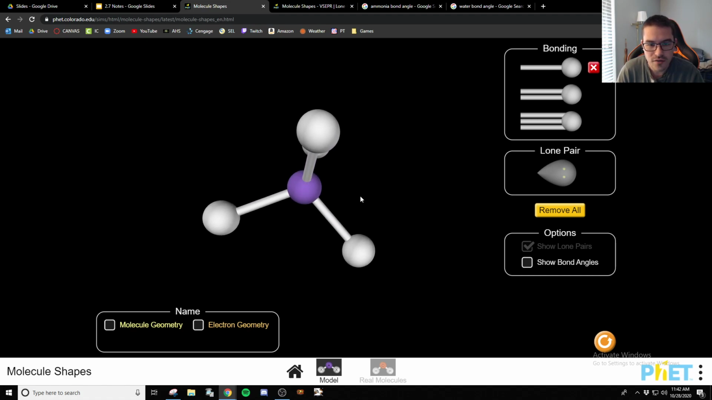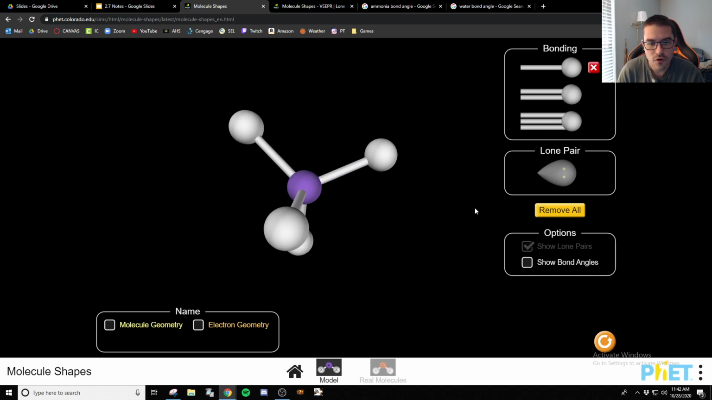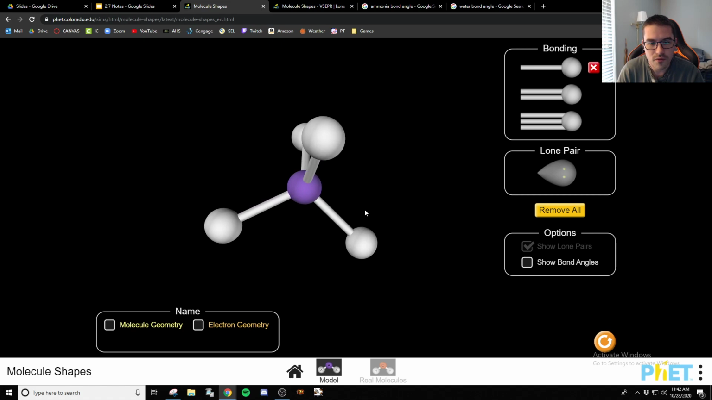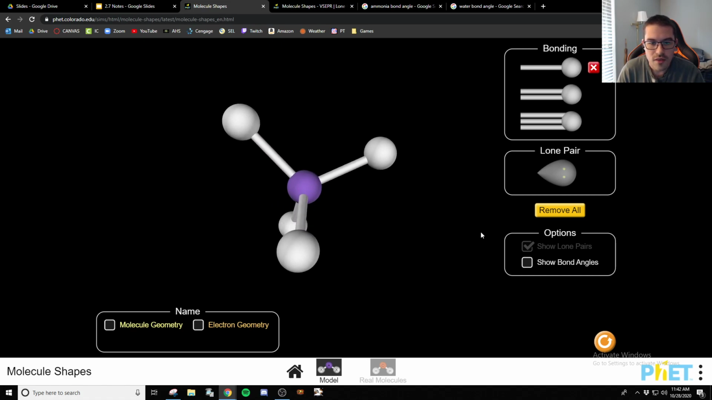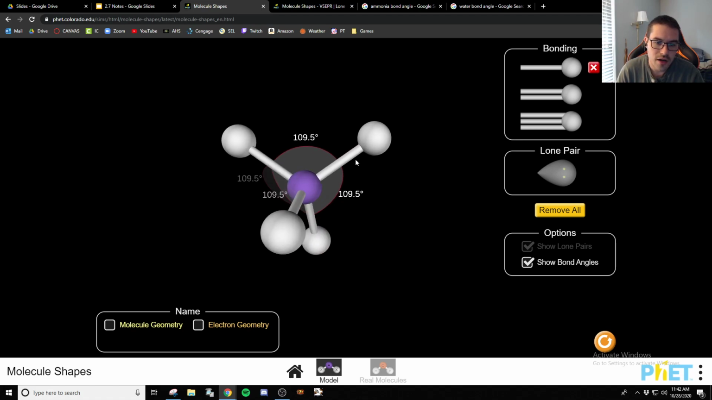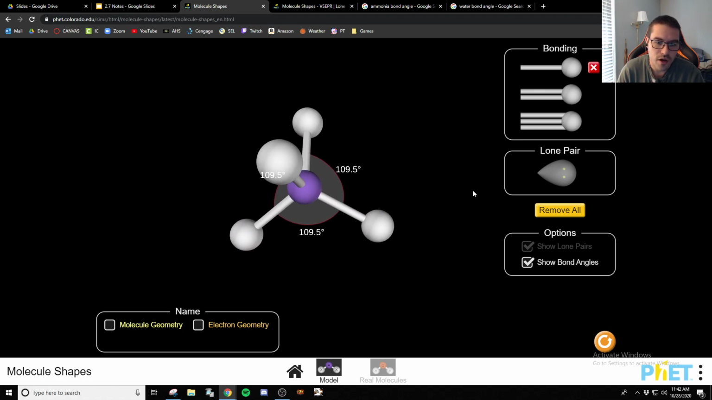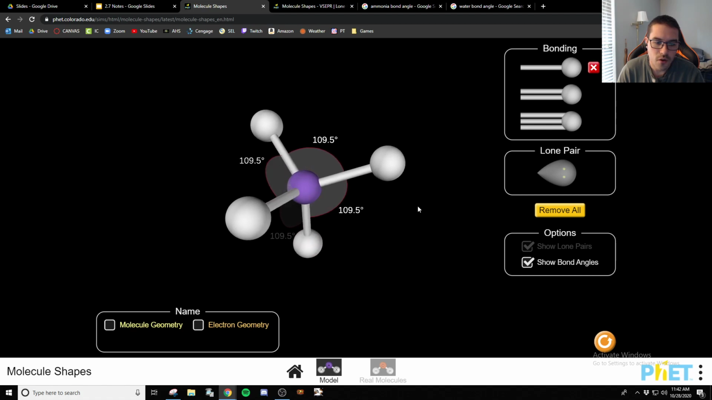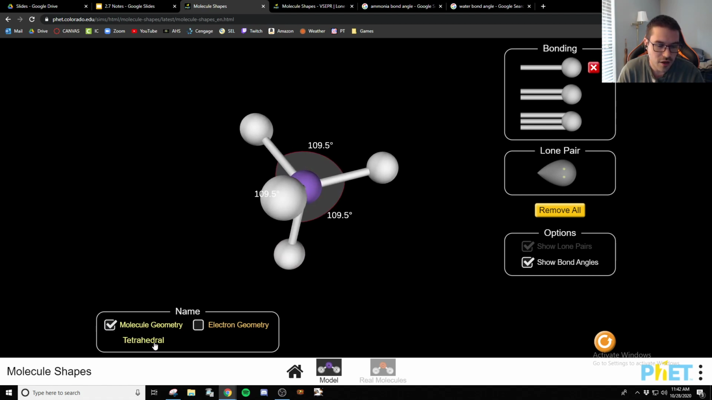Okay, and it's actually nice and symmetrical, right? You see how I can look at it this way, and then I can turn it around and it looks like it's just flipped upside down. You see that? It is nice and symmetrical. These bond angles are all the same, okay? These bond angles are all 109.5 degrees away from each other, all right? And once again, that is called the tetrahedral shape.